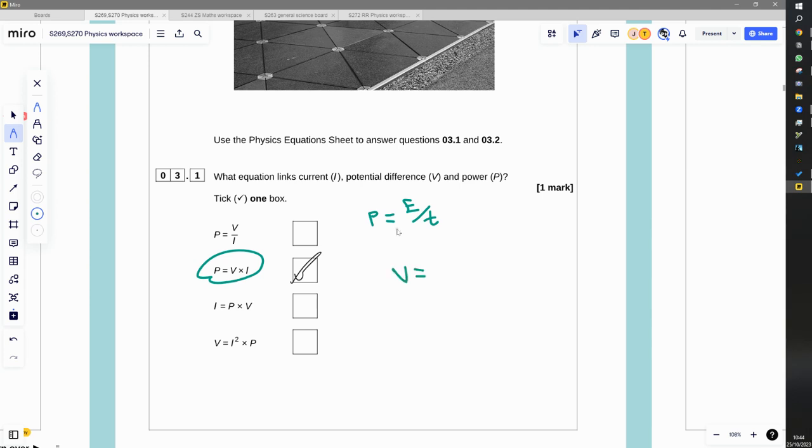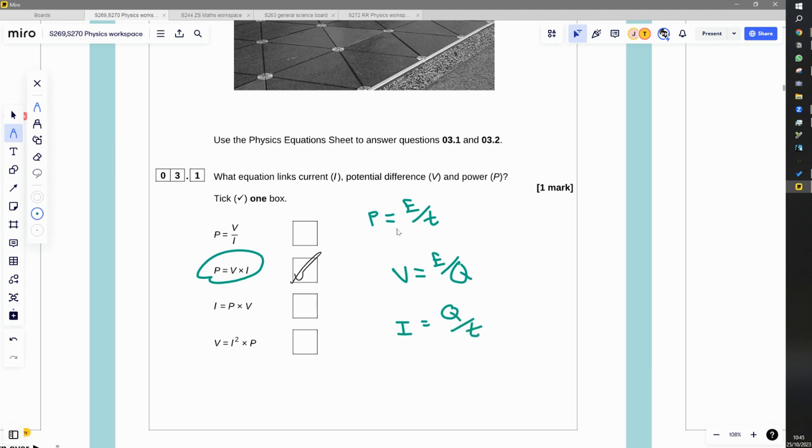Voltage, without going into too much detail, I think we did a lesson on this a while ago. I said it was the change in energy per charge. Well, let's just simplify that as saying the energy per charge. And then current. Well, current is the amount of charge that flows by a point per time. So that would be charge over time.